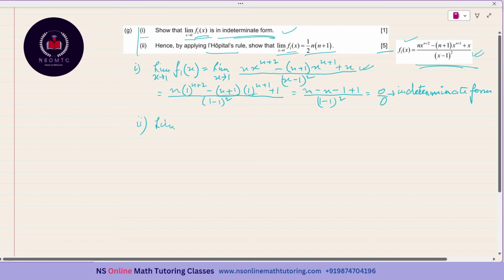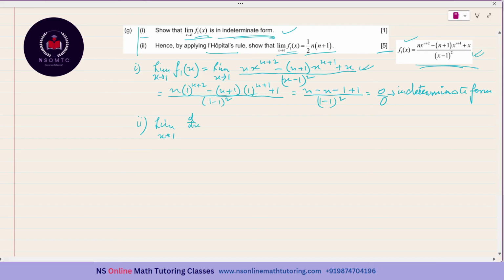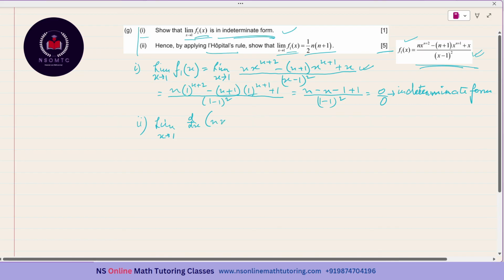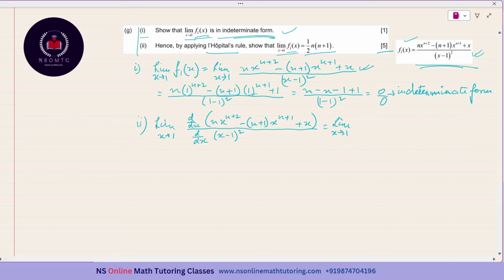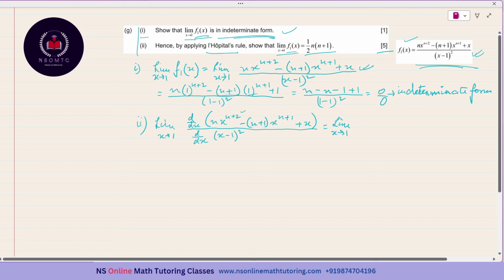Limit x tends to 1 d dx of n x to the power of n plus 2 minus n plus 1 x to the power of n plus 1 plus x over d dx of x minus 1 whole square, okay, is equal to limit x tends to 1. Derivative, what will be the derivative of the first term? It is n times n plus 2.